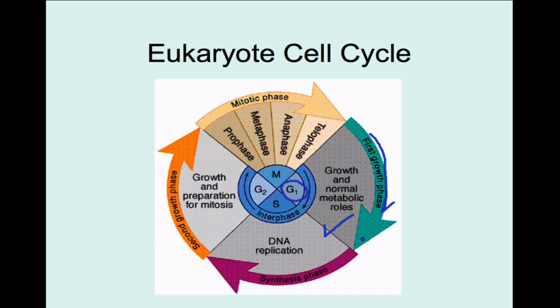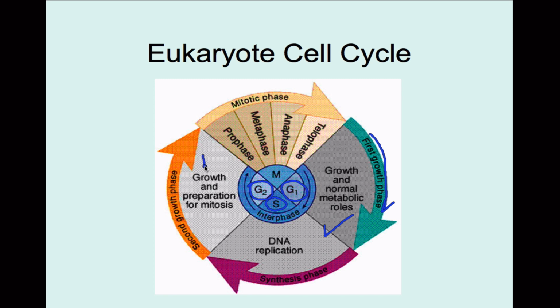Did we grow right? And if everything's okay, it'll move on into this S phase, which is the synthesis phase. And this is where the DNA is copied. So replication means copied. All right. So then it will go through a second growth phase. So this is the G2. This is the growth phase, and it's getting ready for mitosis. It's just making sure that the cell is just the right size.